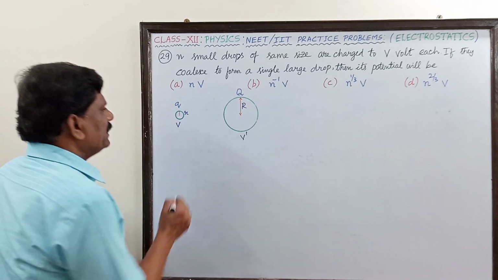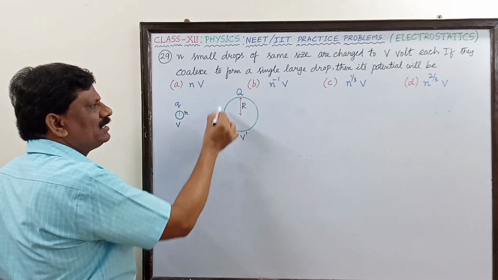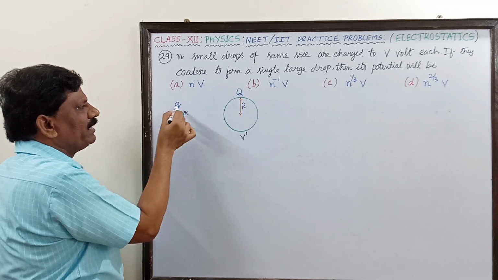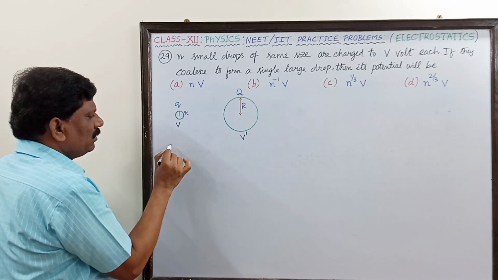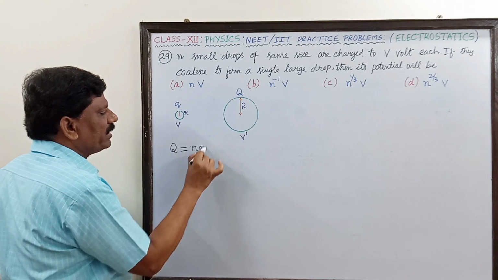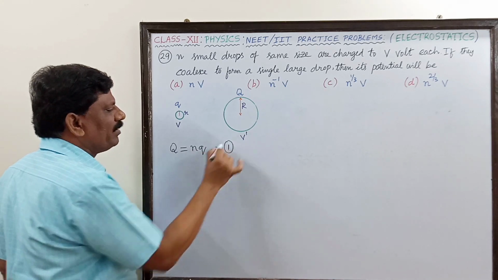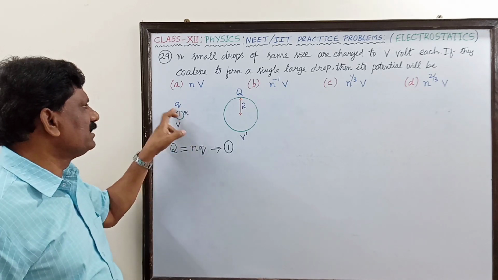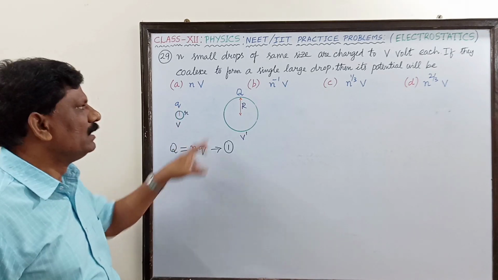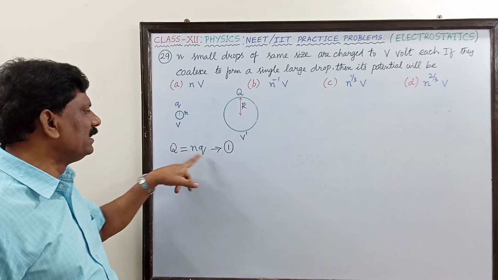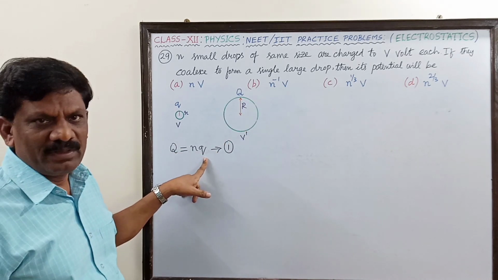So now you can see that the charge on the larger sphere is capital Q and the charge on the smaller sphere is small q. So capital Q must be equal to n times small q. So this is the first step of understanding. Because each drop is holding a charge small q, the larger drop must have a charge capital Q equal to n times small q.